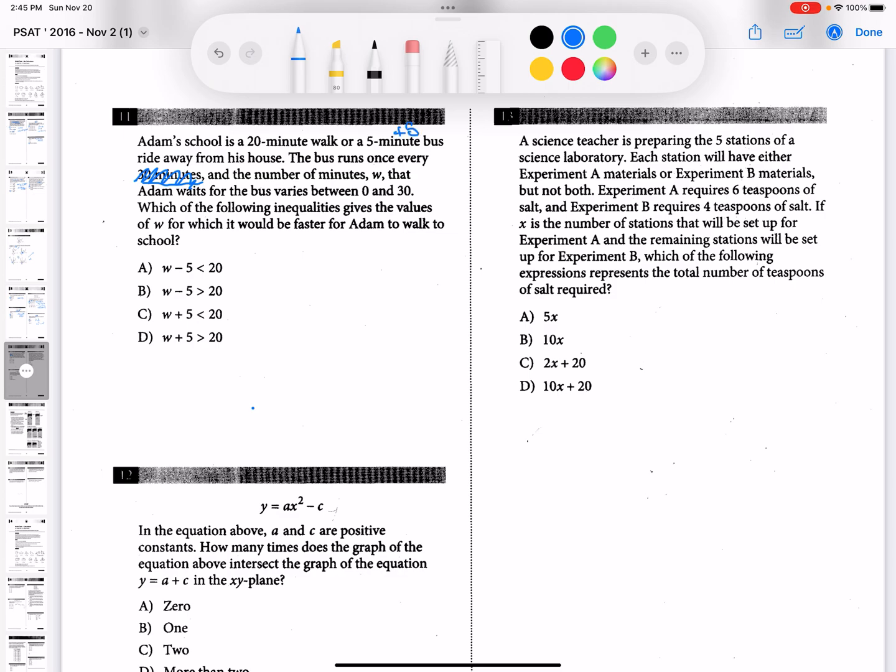Okay, and then now we have a 20-minute walk. It says that we need to find the values for which it would be faster for Adam to walk to school. So if it's faster, it means the walk has to be less than the bus ride. That means we're writing an inequality for the bus ride to be greater, so we should have greater than as our sign. So A and C are not our answers. And now we see that plus 5 is an extra 5 minutes that adds to the 30 minutes each time the bus goes. So that means D should be our answer.